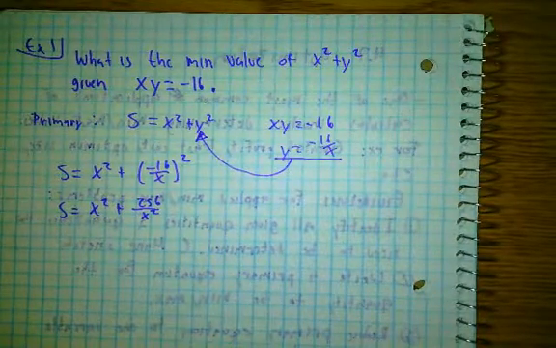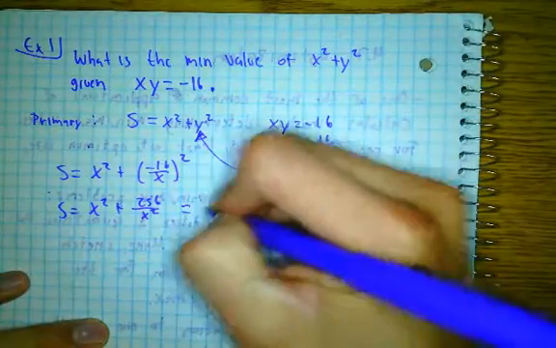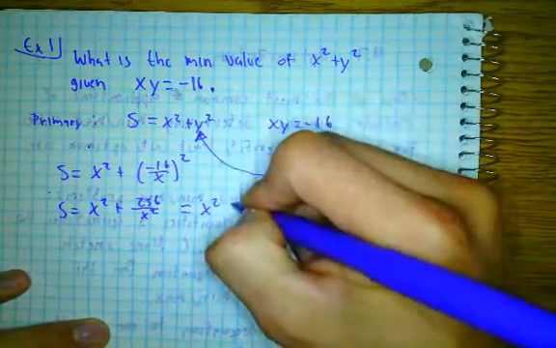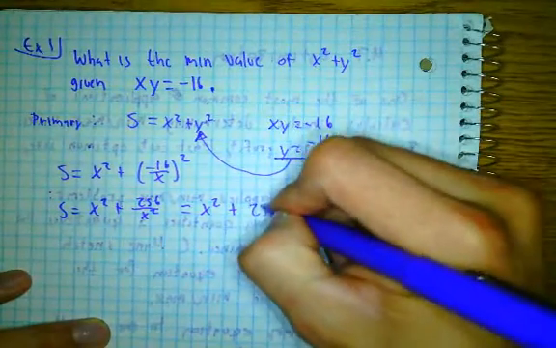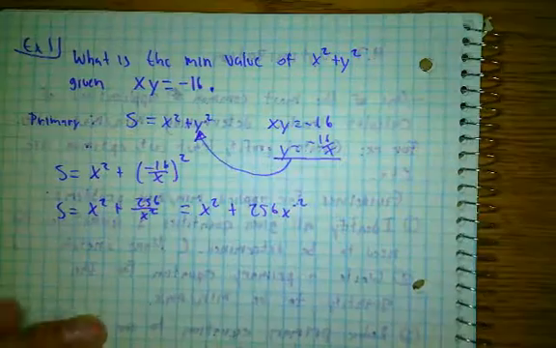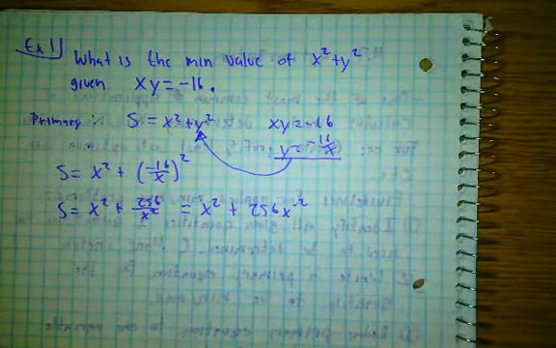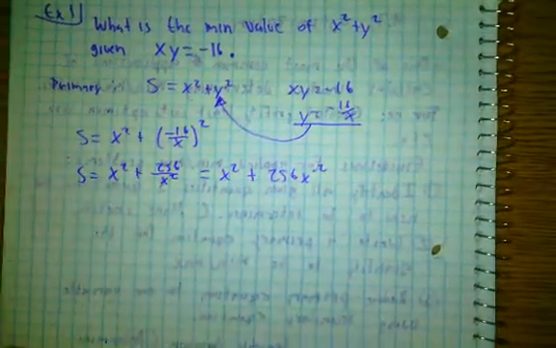If you want to, you could also write it like this to avoid using the quotient rule, because we're going to have to differentiate here in just a second. You can write it as 256 times x to the negative second power. That way you can use the power rule instead of the quotient rule. You guys see what I'm saying? Okay.